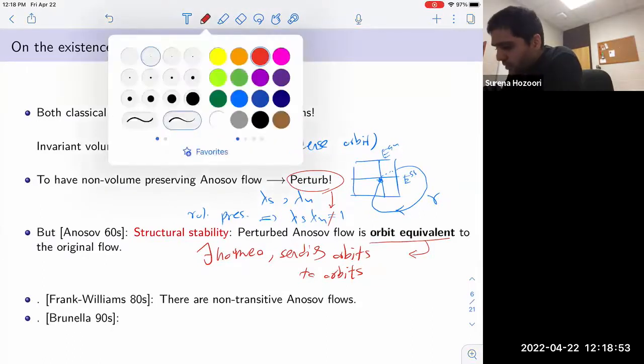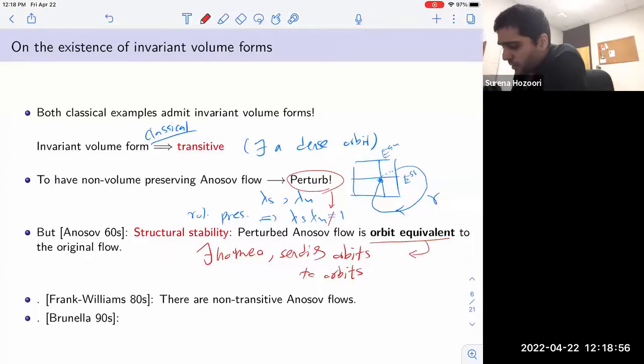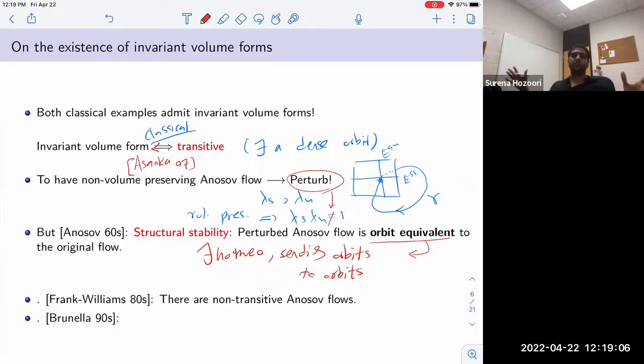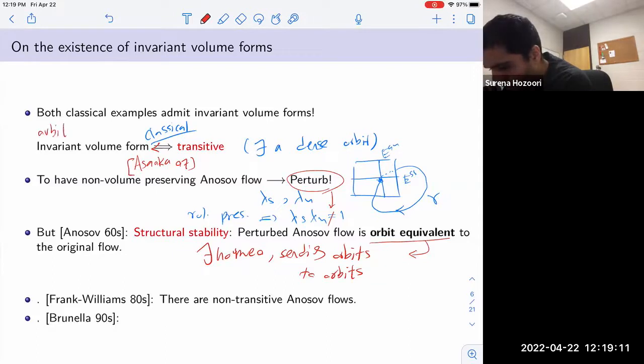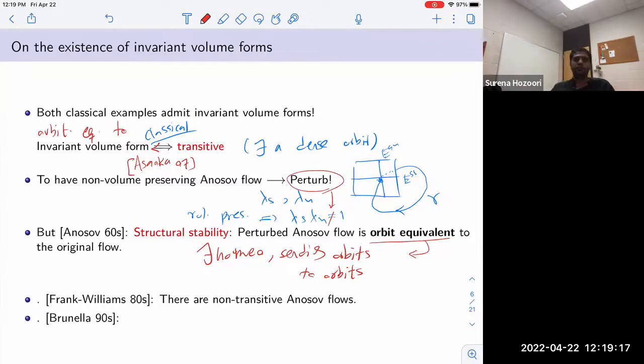In order to answer that, we can just go back to the classical fact that I stated. It turns out that the inverse of this is also true. That's the theorem of Asaoka, which tells you that if you have a transitive Anosov flow, then it's orbit equivalent to some volume preserving Anosov flow. So we can replace this condition with the condition of transitivity. So the question turns to, can we find non-transitive Anosov flows? It took more than 20 years to answer this question.